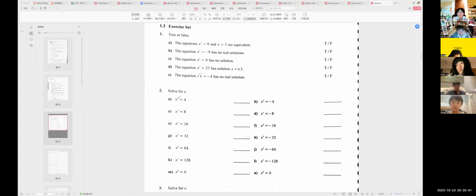Okay, so let's take a look at this one. x squared equals 4. x equals what? Let's do quick answers. I'm going to call your name and immediately you give me the answer. Okay, we're going to call your name.